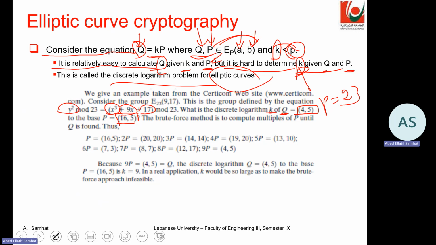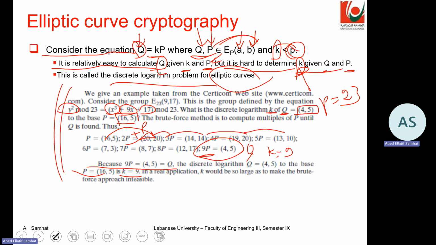Here we calculate P plus P, which is 2P. We obtain this point. After that, 2P plus P, which are two points, gives 3P, 4P, 5P, until we reach 9P. And we say that in this case K equals 9 because we find Q here. So because 9P is equal to Q, the discrete logarithm of Q to the base P is K equals 9. As we said, this is a simple example just to help you understand the concept, but K would be so large as to make the brute force approach infeasible.